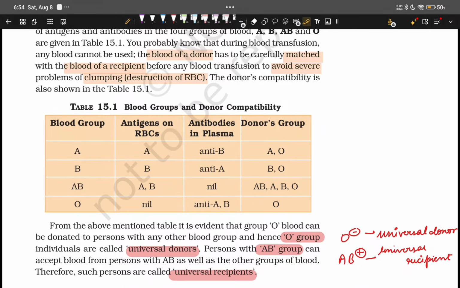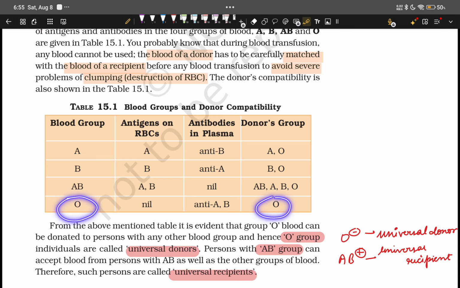Now we have AB, it has all antigens, so all the blood groups can be given, because there are only two types of antigen, no? So all the blood groups can be given, because there would be no mismatch. Even if, for example, B blood group is given, B blood donor has B antigen in it, and B antigen is matched with the B antigen present here also, right? So there is no mismatch, and therefore it can be donated.